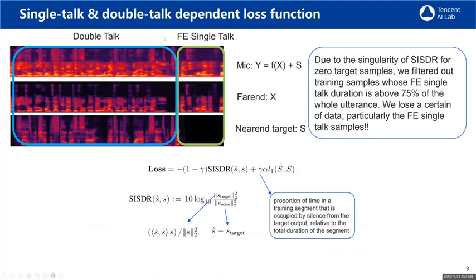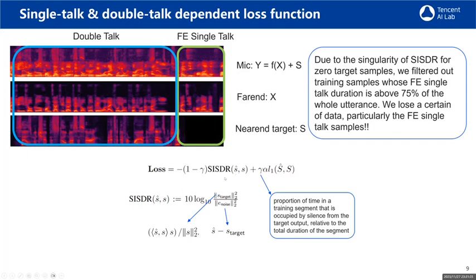Another innovation is the loss function. So here is an example. The first row is a spectrum of the microphone signal, and the second row is a far-end signal. And the last one is a near-end signal. And we can see that the blue bounding box is a double talk session, and the green bounding box is a single far-end talker session. The target here in the single far-end talker session is all zero.